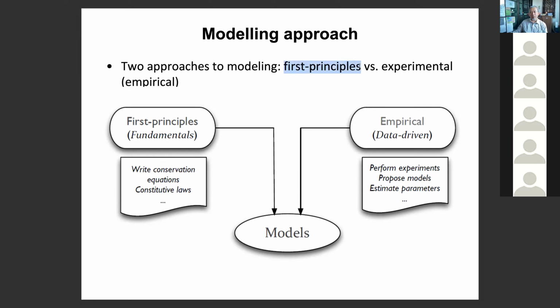Okay, so first principle is by derivations using rules and laws in the theory. But experimental, we don't have to derive it. We just capture the input and output data. Another word for experimental is empirical. Okay, so both can produce the models that we want. First principle usually refers to fundamentals. We write conservation equations, derivations, and constitutive laws, compared to the empirical, which is experimental based, capturing input output data, or simply called data driven, which performs experiments, proposes a model, and estimates the parameters.